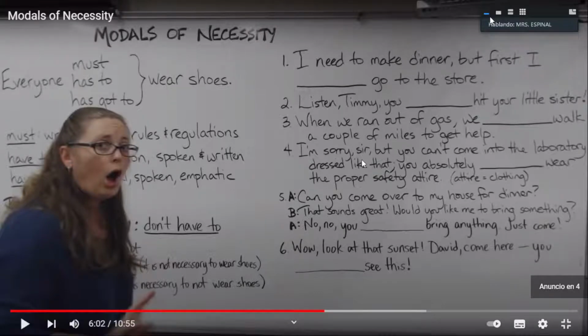I am sorry, sir, but you can't come into the laboratory dressed like that. You absolutely must wear the proper safety attire or the proper safety clothing. Number 5, you have A, B, and A. It's a conversation. Can you come over to my house for dinner? That sounds great. Would you like me to bring something? No, you must not bring anything.